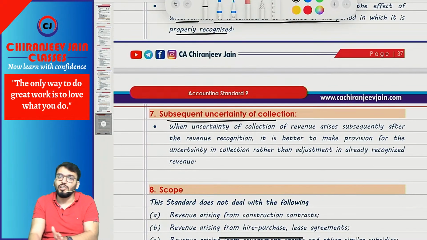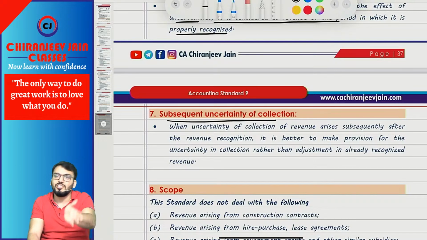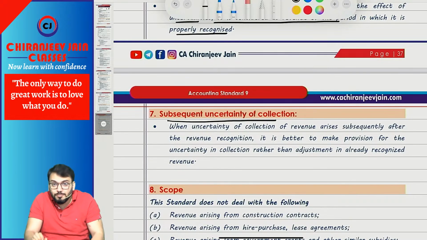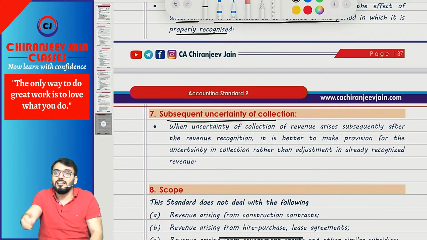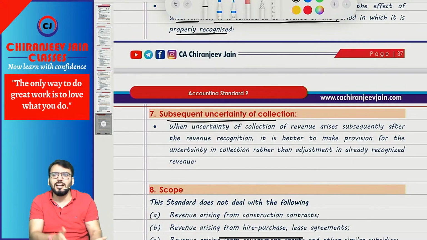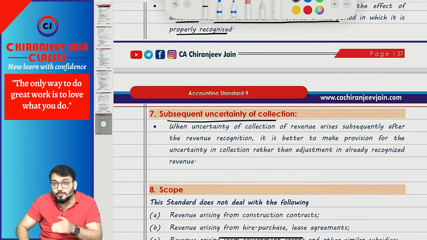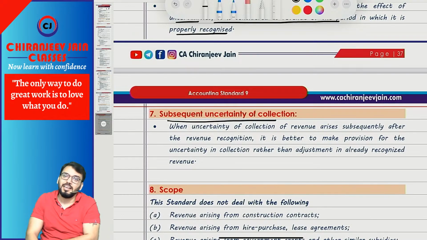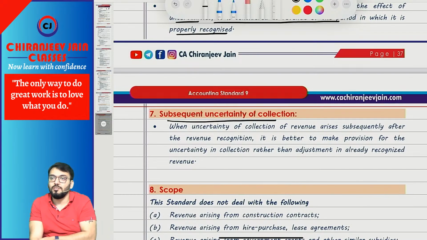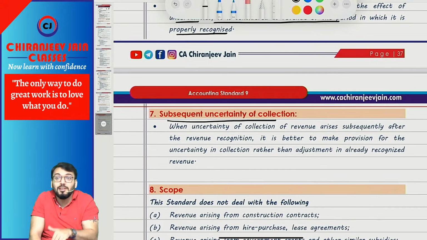Okay. Then subsequent uncertainty of collection. Sometimes on initial recognition there was certainty of collection, therefore we have recognized the revenue. But subsequently it becomes uncertain. Quite possible good data becomes bad data. In that case, AS9 says that whatever adjustment you are doing, you should not adjust the revenue already recognized. A separate provision should be created for that subsequent uncertainty. For example, we create a separate provision for bad and doubtful debt.